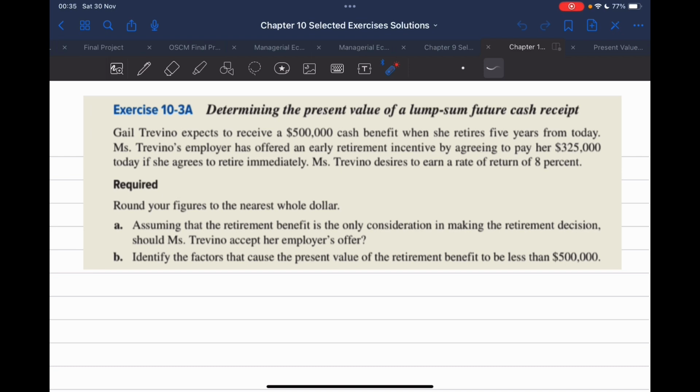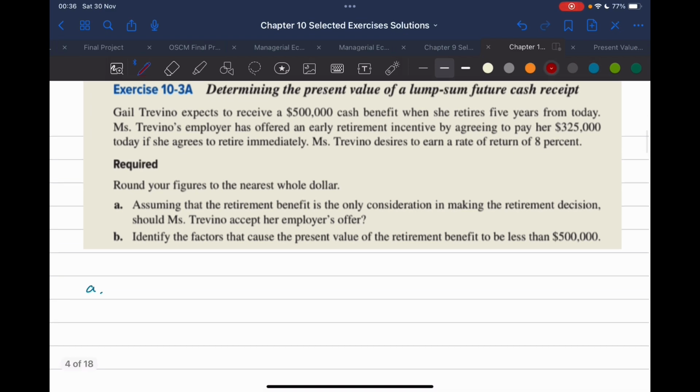So clearly, what do we want to do here? She is supposed to receive $500,000 in 5 years, but instead her employer is offering to pay her $325,000 today if she retires immediately. So what we need to do to help Ms. Trevino here is to see what's the present value of this $500,000 today and then compare it to the offer that is made by her employer. Okay? So let's do that.